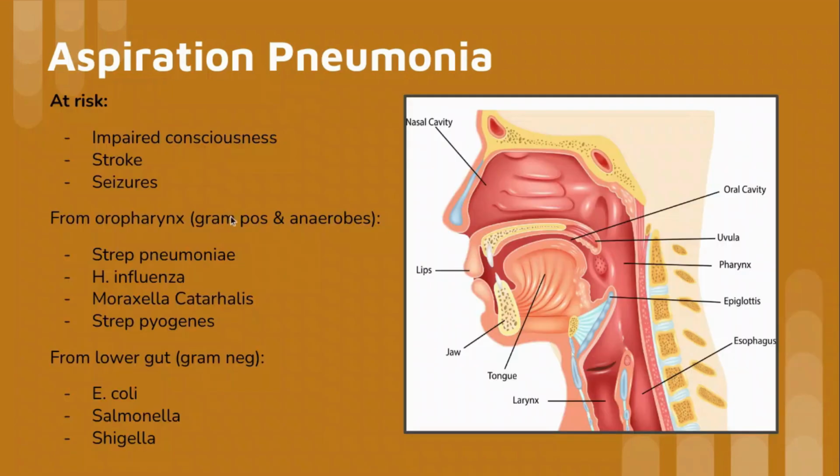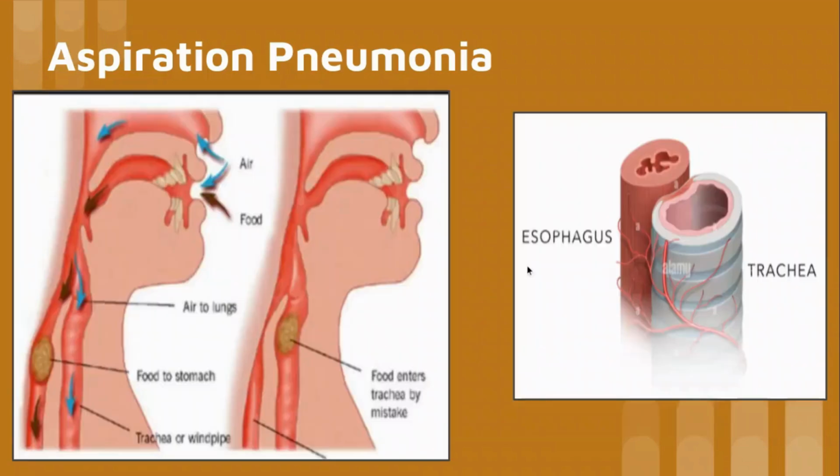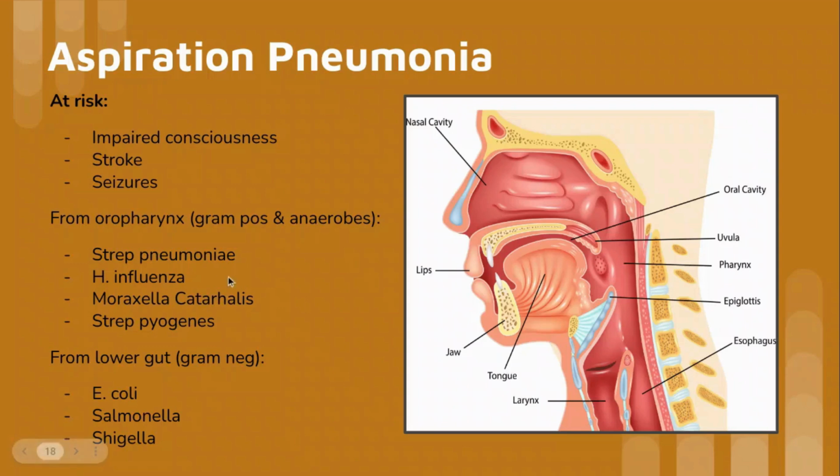So which organisms do that? Any organism that you find in the GI tract, all right. So you have strep pneumonia in the oropharynx, all right. You can also have H influenza. You can have Moraxella catarrhalis. You can have strep pyogenes. All right. So that's from the oropharynx, right?